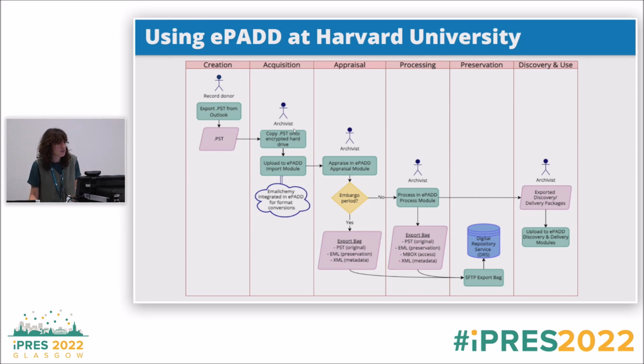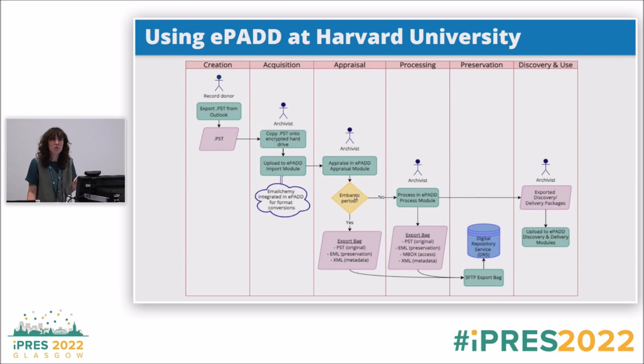So in this scenario, we have Emailchemy integrated. We're pulling the PST straight into ePADD. So Emailchemy can be integrated for format conversions. Doing the appraisal. We actually stop at appraisal for a lot of the email collections at Harvard because there's that 50 to 80 year embargo period.